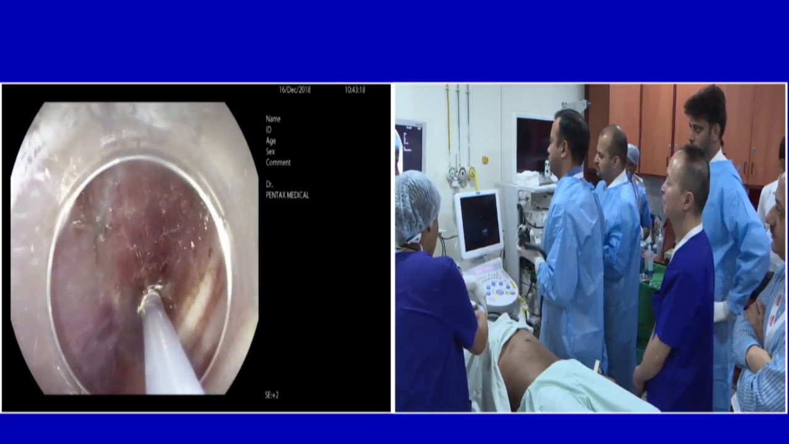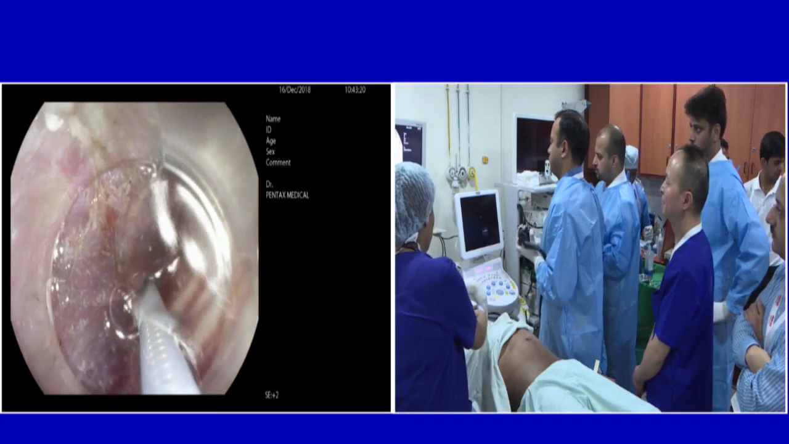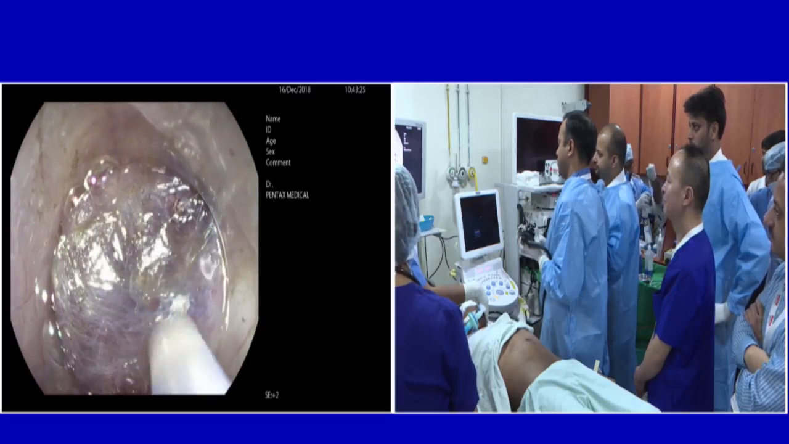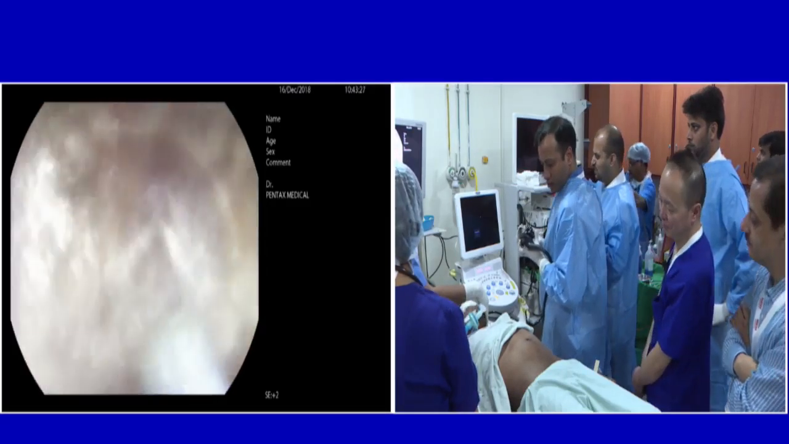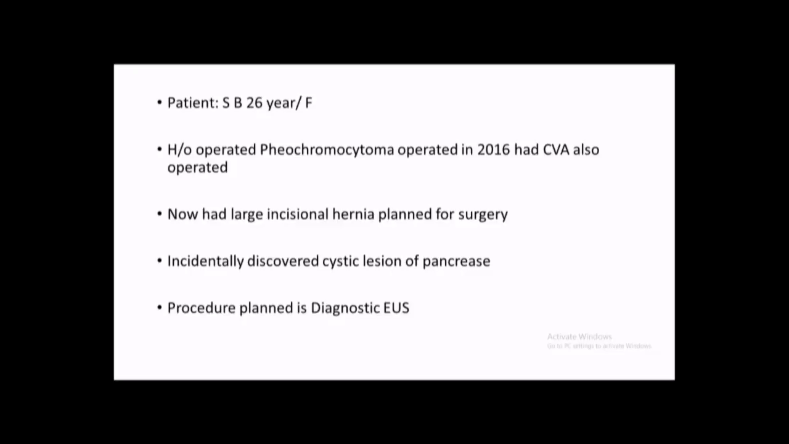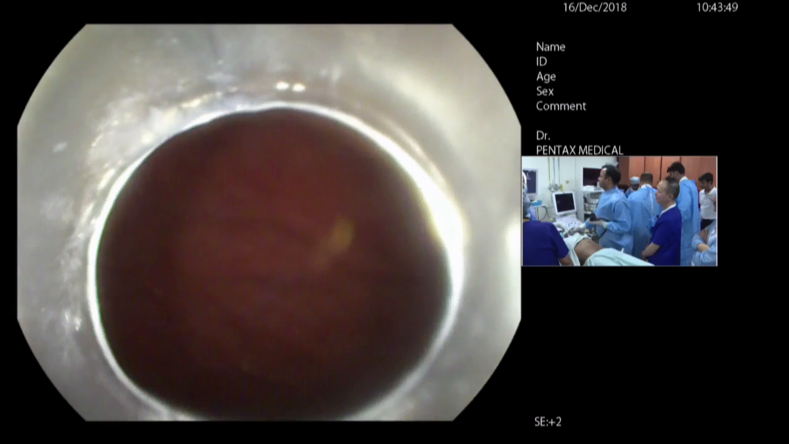She was operated for pheochromocytoma in 2016, and also she had a bleed, probably because of the malignant hypertension, and she was operated for that. Now she has a large incisional hernia at the site of the abdominal surgery. When CT was done for that repair, the surgeons found multiple cystic lesions in the pancreas. So our idea is to do a diagnostic EUS. Malay sir is doing the case. Okay. Thank you, Dr. Vikas. We'll come back to you.